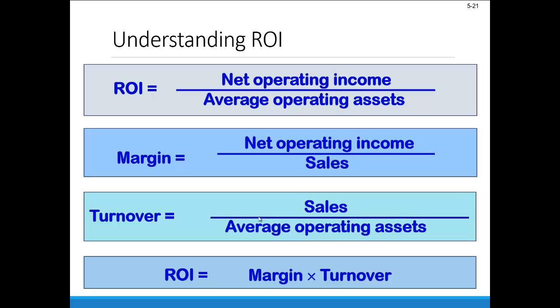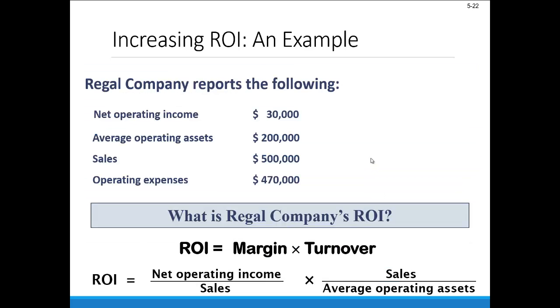It's sales divided by those average operating assets, trying to say how often, or how many times, the division or segment turns over its assets in generating sales. So ROI can also be calculated as the product of those two submeasures, margin times turnover. So let's look at an example and look at how ROI can change over time with changes in some of these pieces.